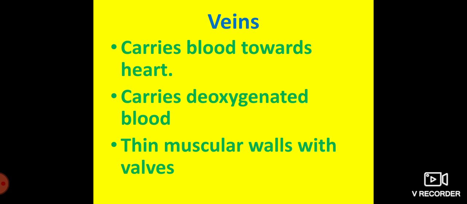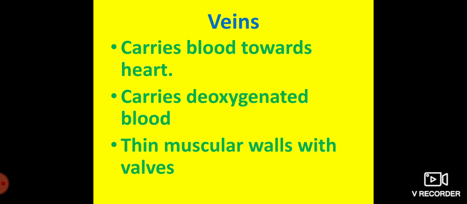So they have thick muscular walls, whereas veins have thin and less muscular walls. Arteries carry oxygen rich blood, or oxygenated blood, whereas veins carry deoxygenated blood. And one exception is the pulmonary artery.